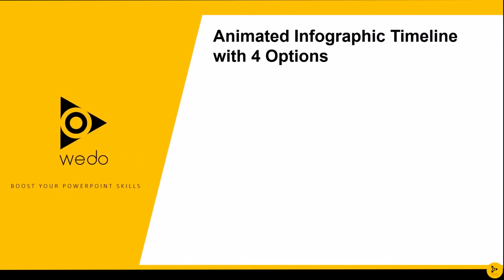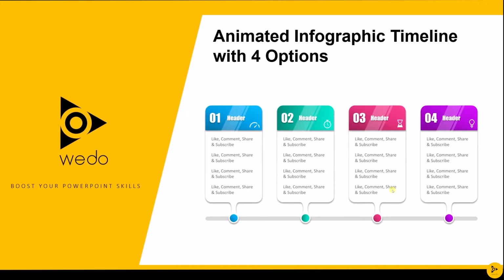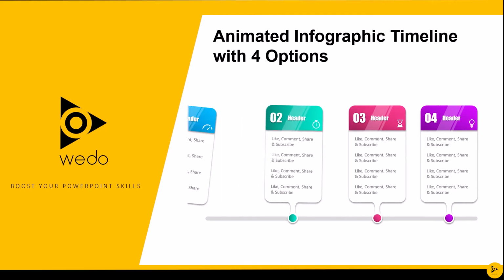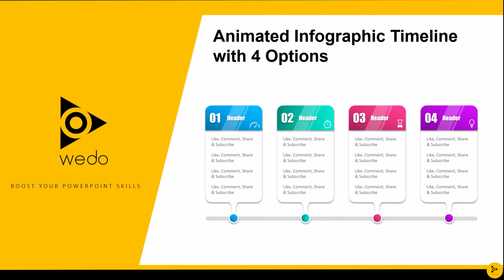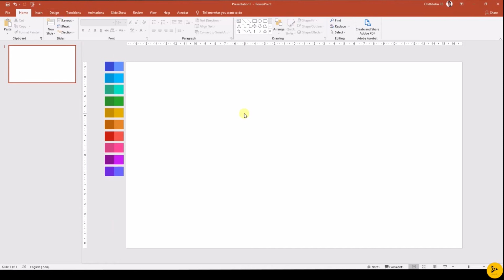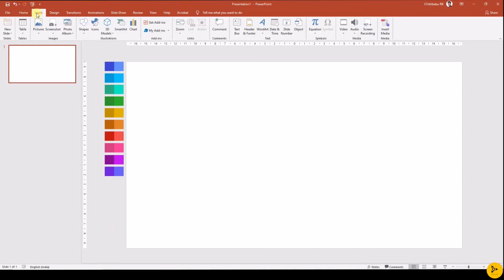In today's tutorial I am going to show you how to create an animated infographic timeline with 4 options. So let's see how to do this in PowerPoint. First go to Insert tab, Shapes and insert a rounded rectangle shape.